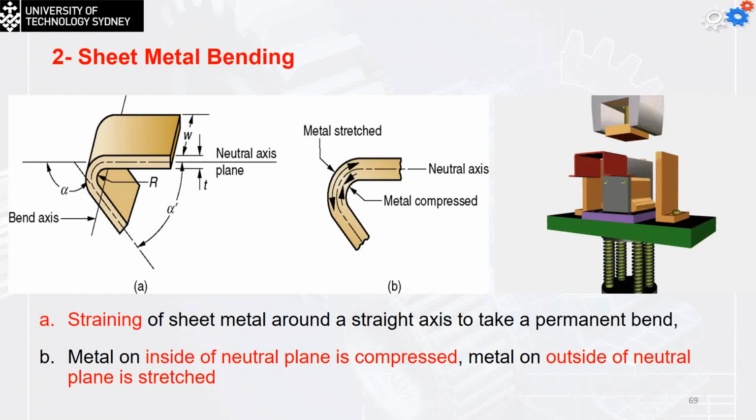V bending is one type of sheet metal bending, performed with a V-shaped die. So the die has a V shape, and the punch has a V shape. Adding the force, we're going to have the V-shaped bend. It is usually performed with low protection on the press brake, and the V-dies are simple and inexpensive.